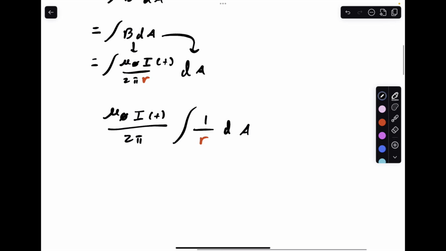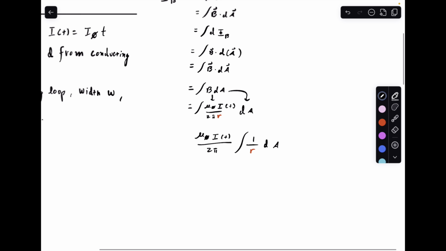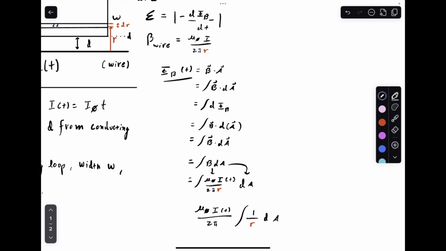Right? I get mu naught I of t divided by 2 pi times the integral of 1 over r dA, which is going to give me the magnetic flux as a function of time. And remember earlier how I said, well, I get magnetic flux as a function of time, but I'm just going to treat it like it's just magnetic flux.